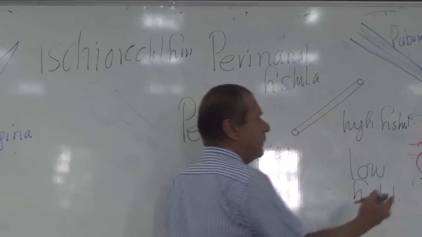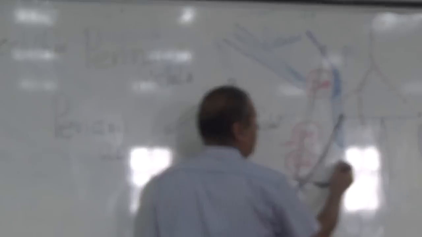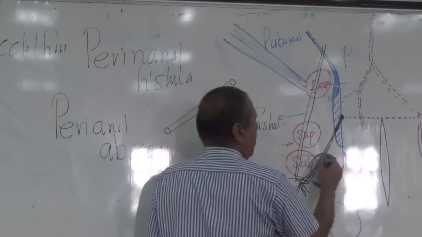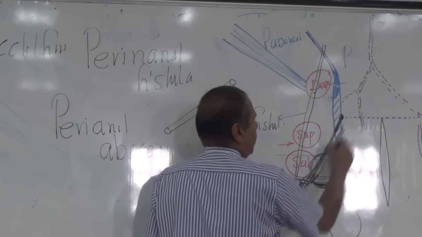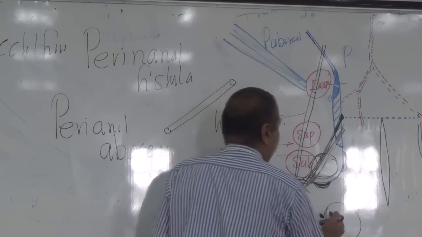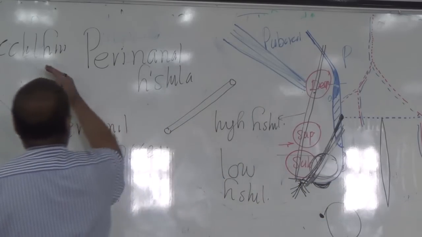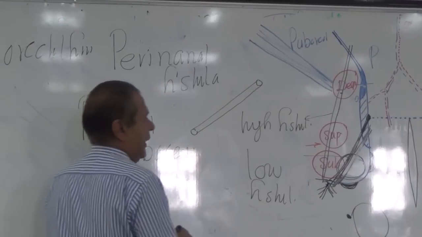And this perianal abscess is the cause of this fistula, because if there is an abscess here, the abscess will open to the inside and will open to the outside, forming the fistula. So the perianal abscess is the cause of this perianal fistula.